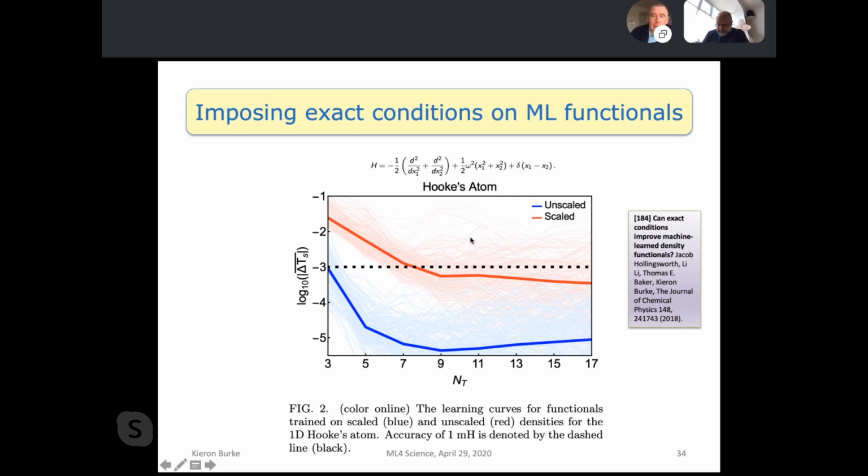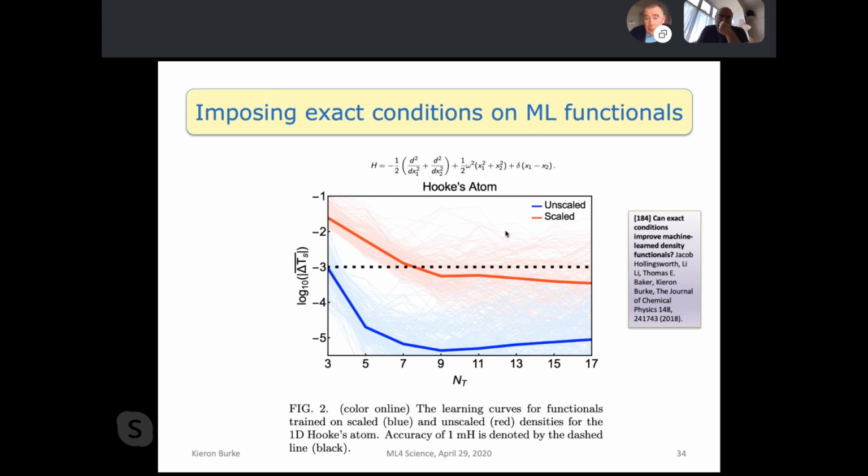And when we apply this to the, now actually, I'm sorry, but these are reversed. This legend is reversed. This is when we use the regular densities, and then when we scale the densities to impose the exact condition, we got this much better. These are learning curves. As the number of training points goes up, you see the error in Hartrees, and so this is millihartrees, and you get a couple of orders of magnitude improvement by doing our little scaling trick.